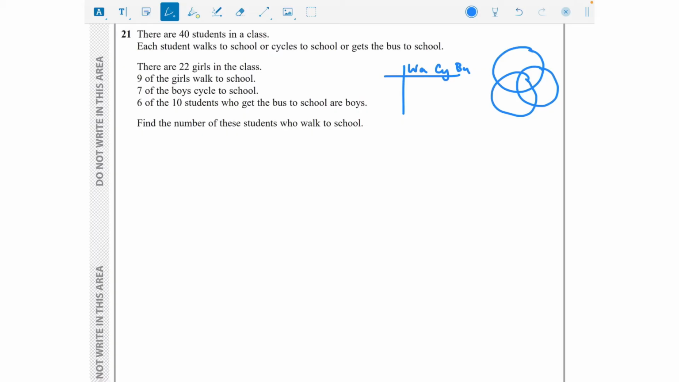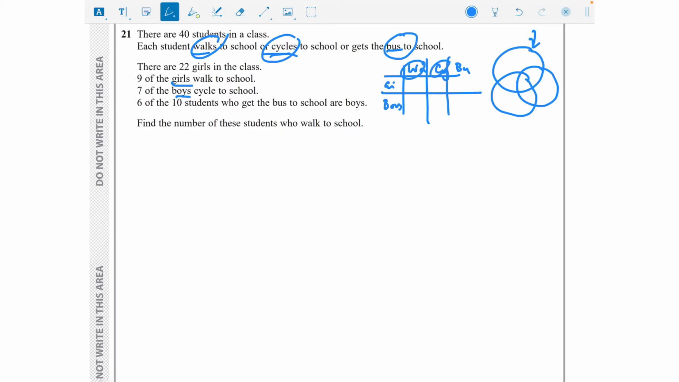The way that you would tell the difference is, can they do more than one at the same time? So are they talking about people cycling and getting the bus, or people walking and cycling? If so, it would be a Venn diagram, where they could be in both of the sections at the same time. But actually, not only are they talking about walking, cycling, or getting the bus, they're also talking about gender, girls and boys. So in this direction, we also want girls and boys, and they're not talking about people walking and cycling, for example, so there's no overlap.